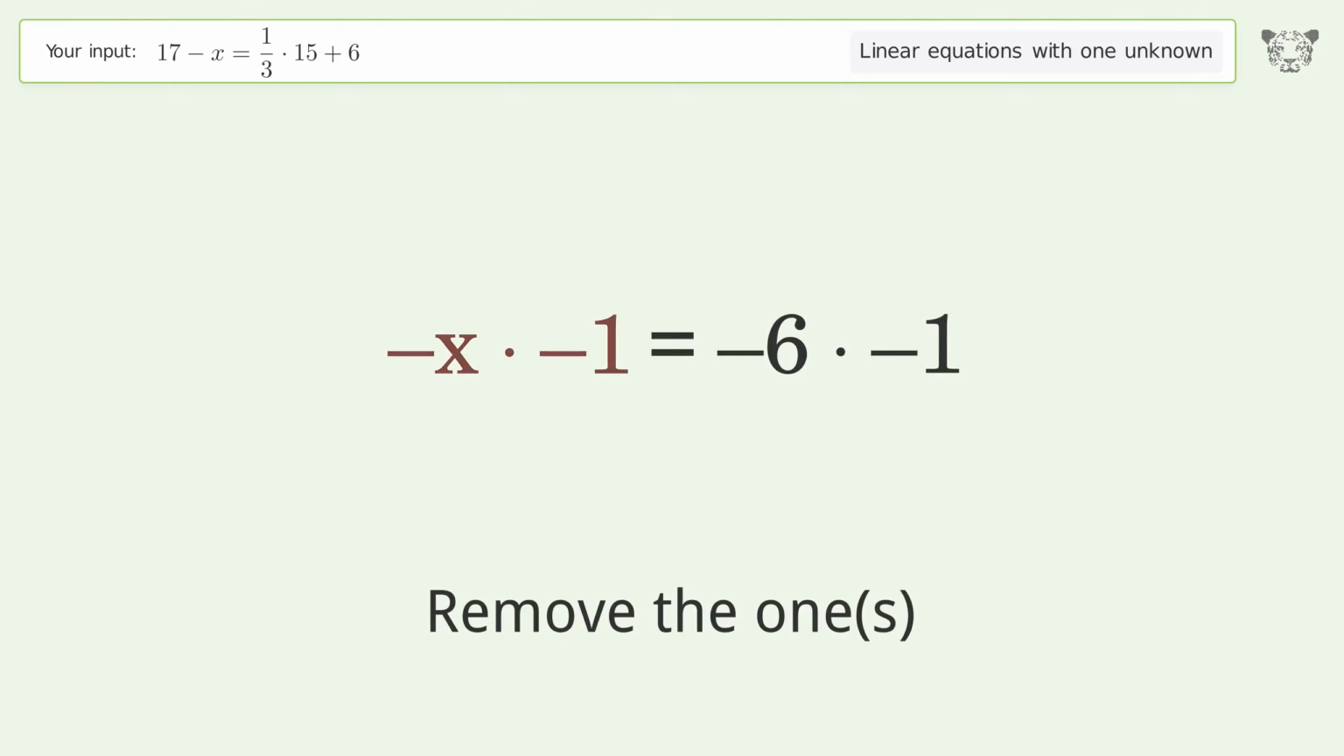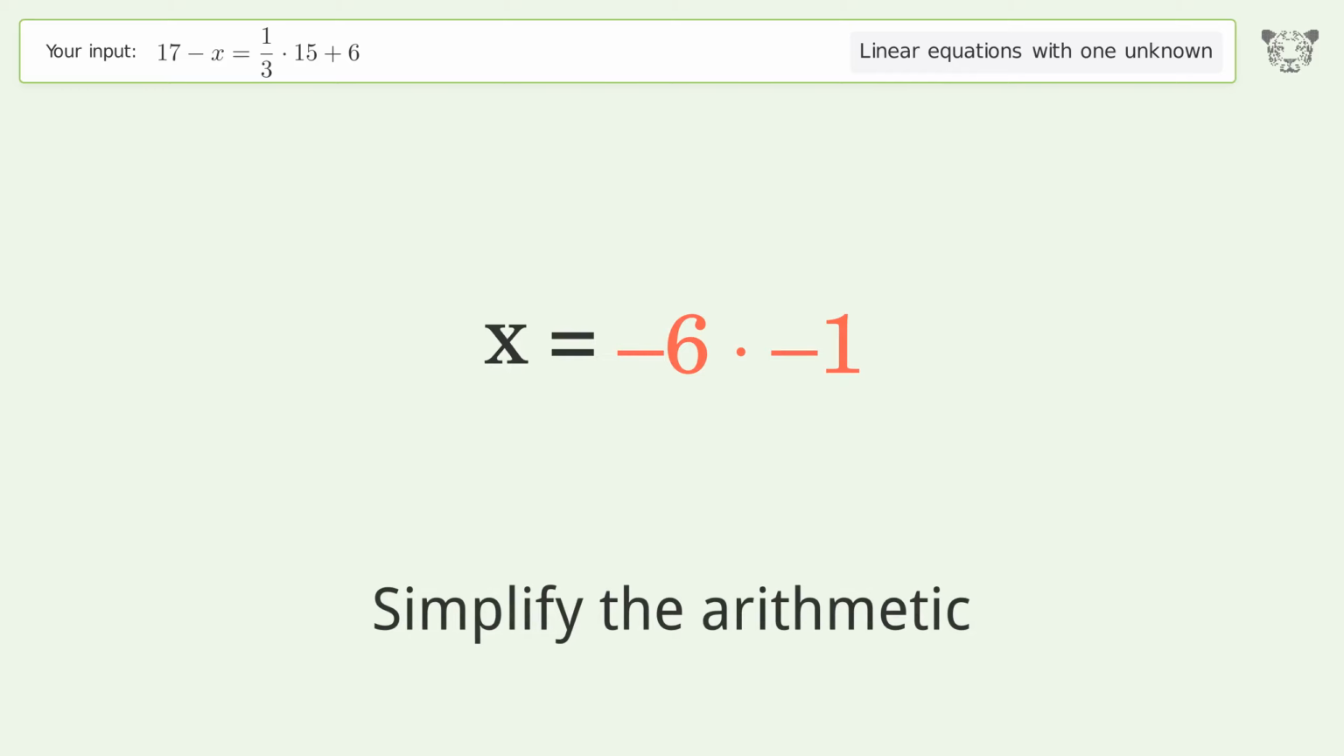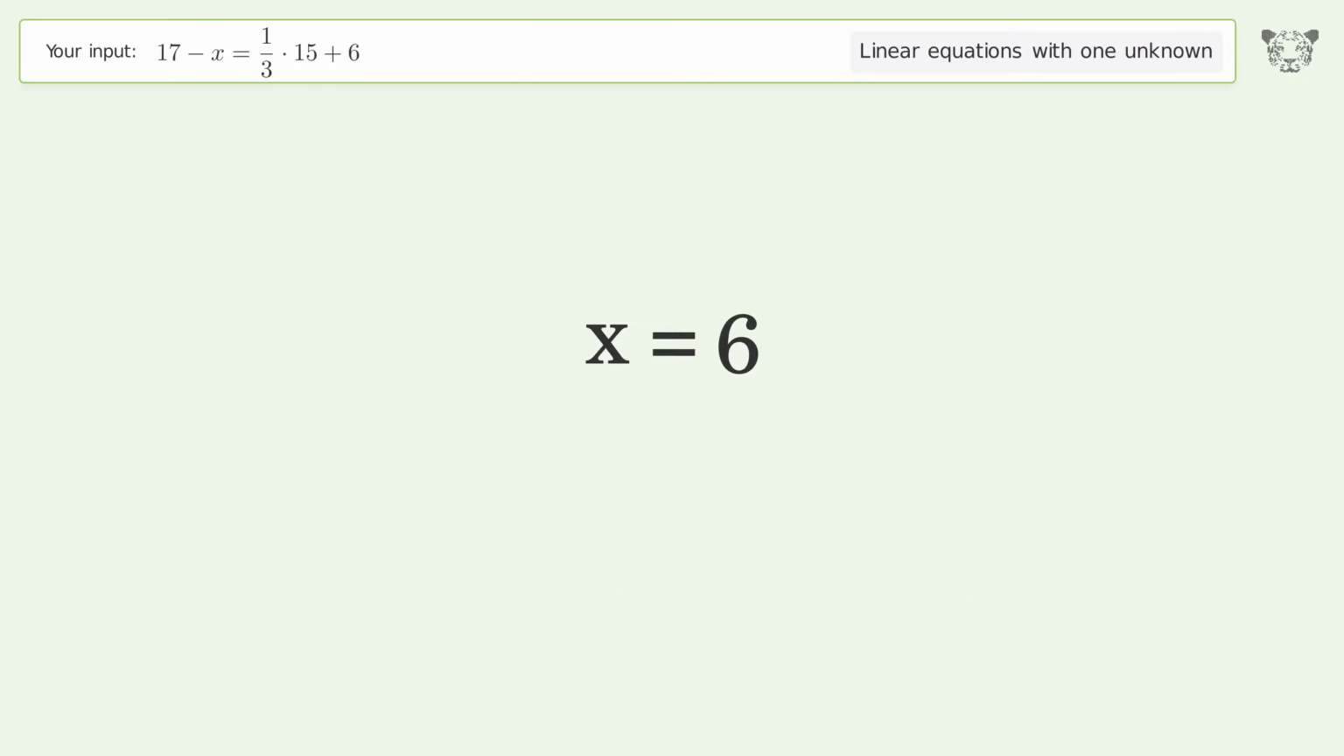Remove the ones. Simplify the arithmetic. And so the final result is x equals 6.